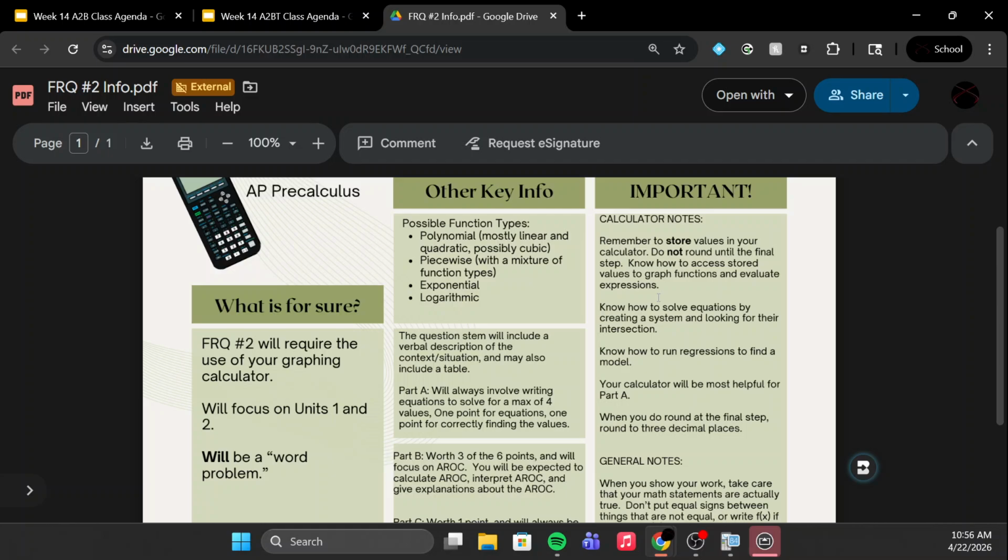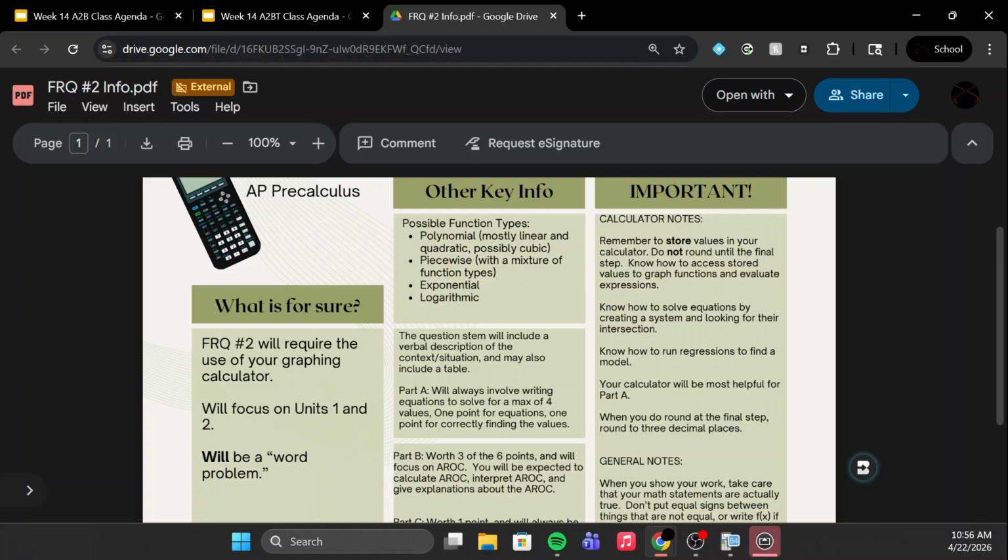Your calculator will mostly be helpful for part A. It won't be too helpful for part B. It might help a little bit for the end part if you want to graph it. But other than that, let's look at some examples, or at least an example. If you have your FRQ2 packet, look at those.